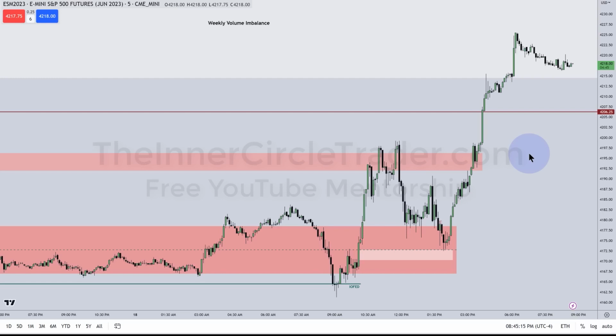You're dressing your chart up. You're trying to stay organized. You're trying to anticipate, not react. You're trying to anticipate what price is likely to do next. It starts with a draw on liquidity. Draw on liquidity is just basically where it's going to go to next.